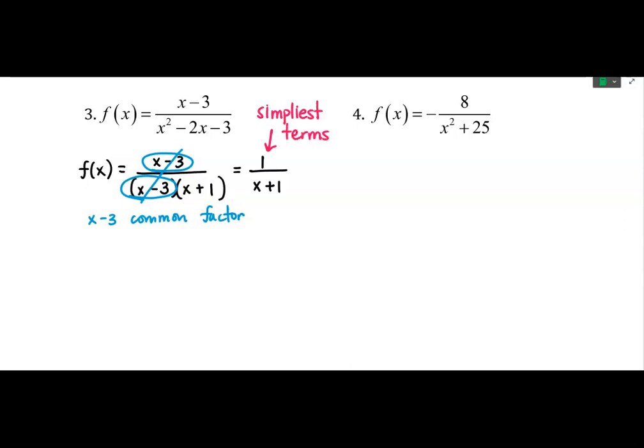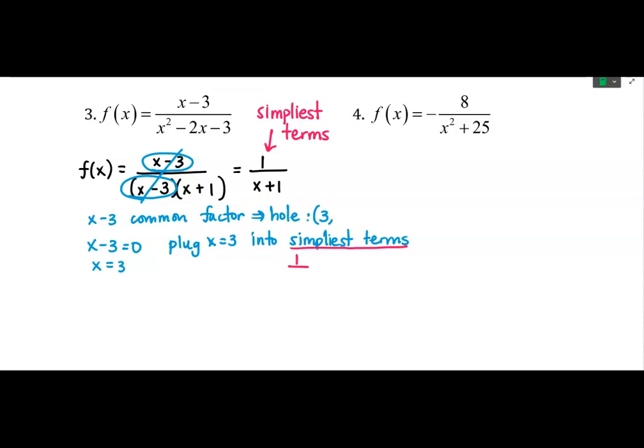In this example, something did cancel out, and so we will have a hole. And we find our hole by taking the common factor of x minus 3 and setting it equal to 0, and we get that x is equal to 3. So I know that the x-coordinate of the hole is 3. To find the y-coordinate of the hole, we plug 3 into the simplest terms. So I will be taking the expression of 1 over x plus 1 and plugging in 3. So I have 1 over 3 plus 1, which gives me 1/4. So I know the y-coordinate of the hole is 1/4. So this rational function has a hole at the point (3, 1/4).